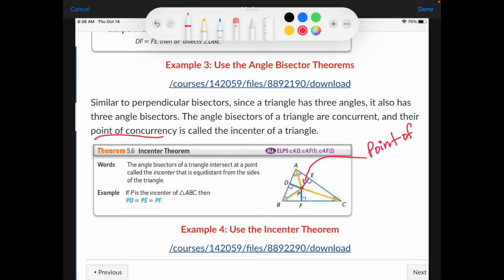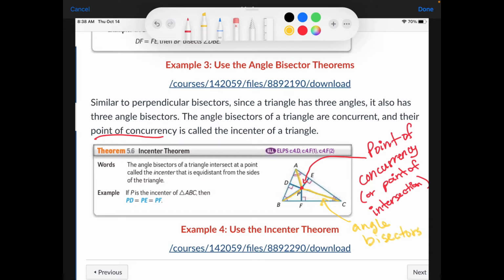This is the point of concurrency, and that's just the point of intersection. And the yellow lines, these are angle bisectors.